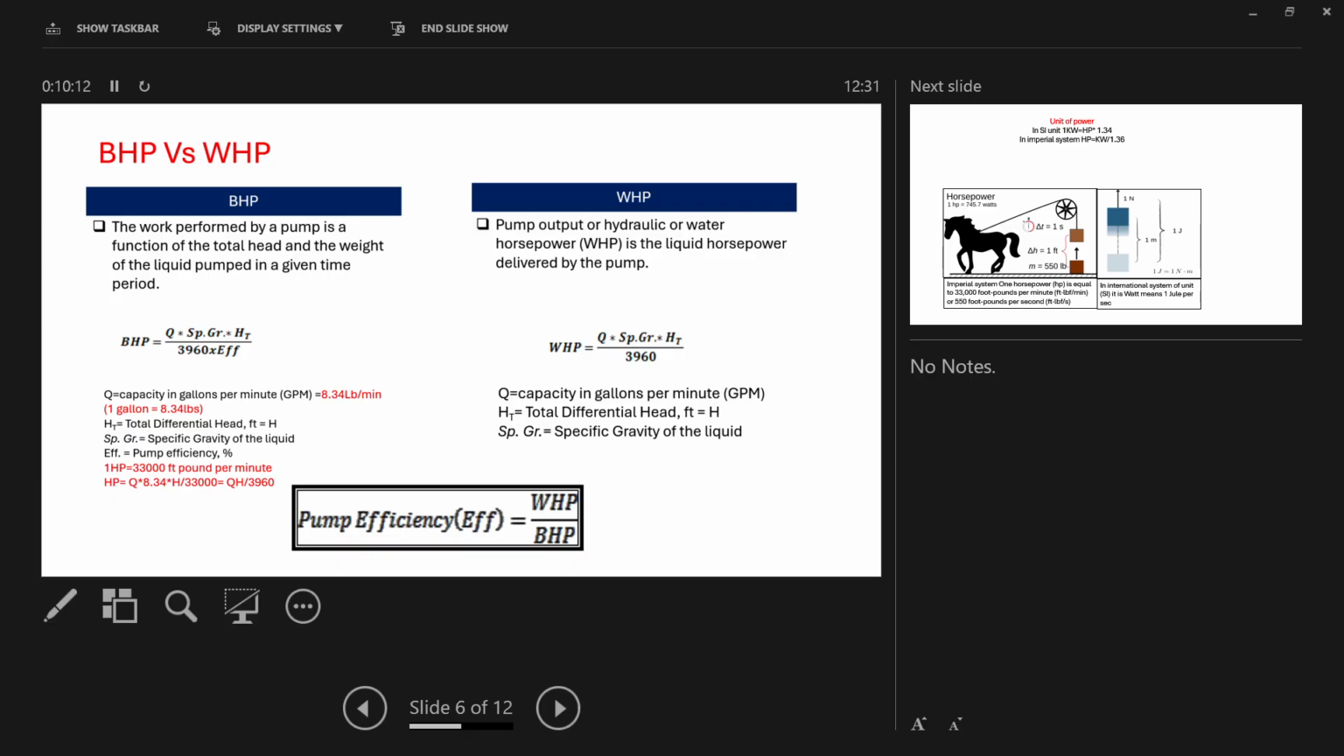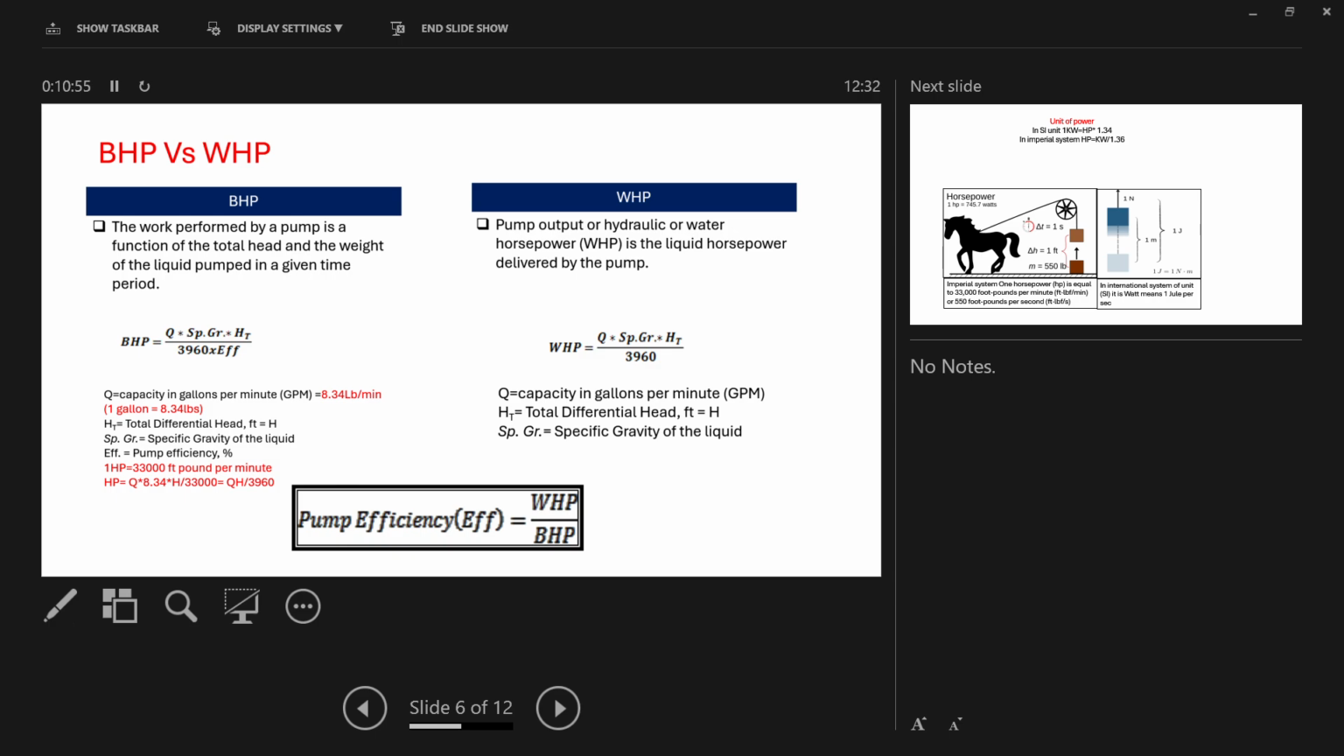What is this 3960 factor? How has this factor come? Because if you see the horsepower definition, it is 33,000 foot-pound per minute to lift a power article, 33,000 foot-pound per minute. And what is a gallon? Now a gallon is equal to 8.34 pounds. So if you divide 33,000 by 8.34, you will get 3960.